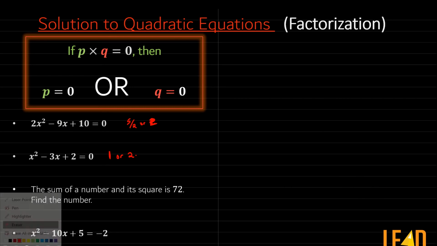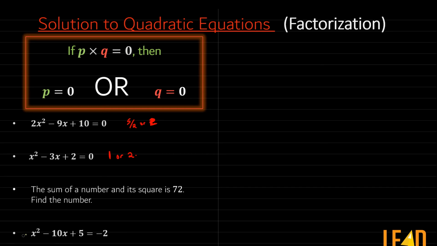Okay, the sum of a number and its square is 72. So that would mean x squared plus x. So the sum of a number and its square, so this is a square and this is a number, is 72. Good. So find the number. All right. So we need this side to be 0, right, to have it in standard form. So if I move the 72 over, I would have x squared plus x minus 72 is equal to 0.